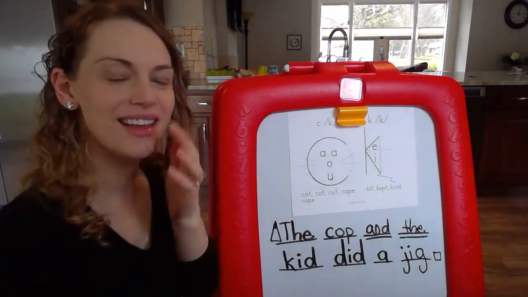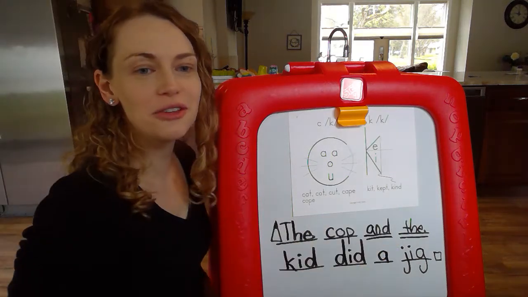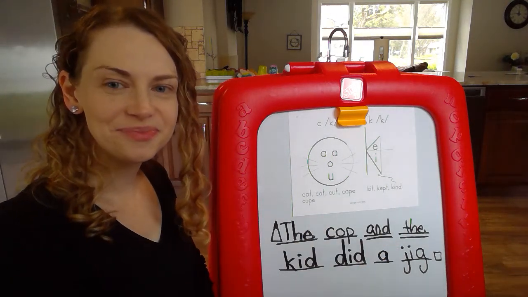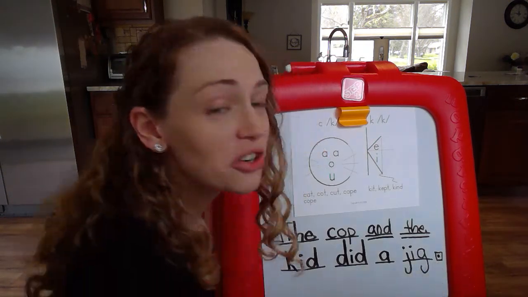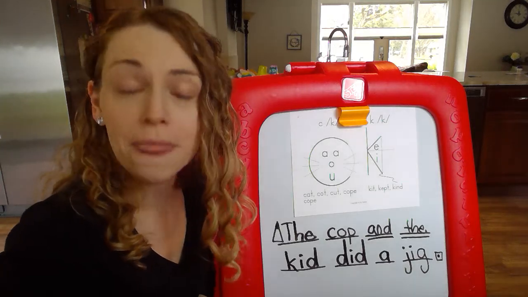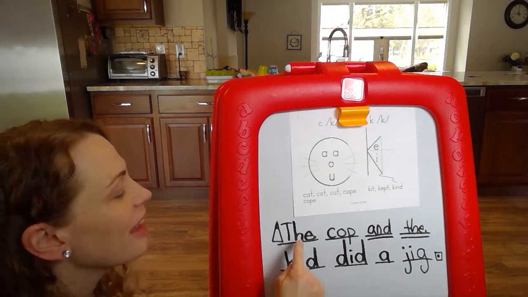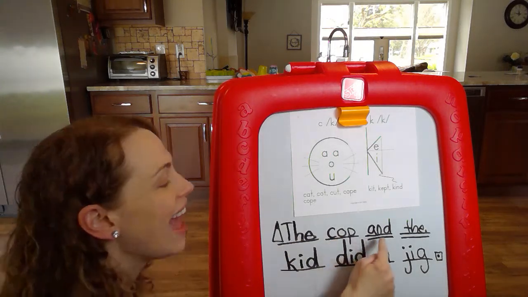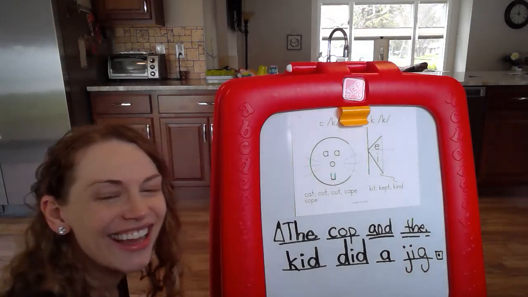Jig. Did anyone add punctuation yet? Put a punctuation mark. What do you think we need at the end? I'm going to put a period. But you could absolutely put an exclamation point too if you're excited about them doing a jig. Read the whole sentence with me, please. Point to your words while we read. The cop and the kid did a jig.